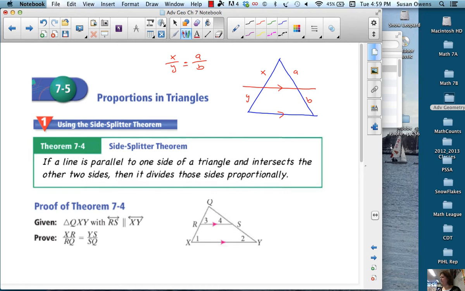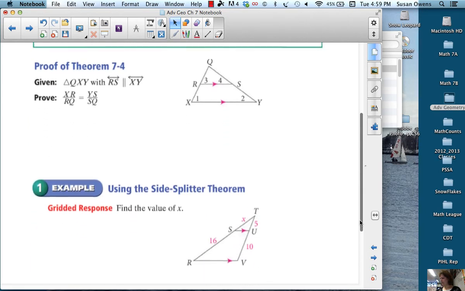We'll prove this one in class, but you can basically use similar triangles. The top triangle is similar to the entire triangle, and then you can use some property of proportions to get it down to x over y equals a over b. Okay, so I'll do that proof in class.